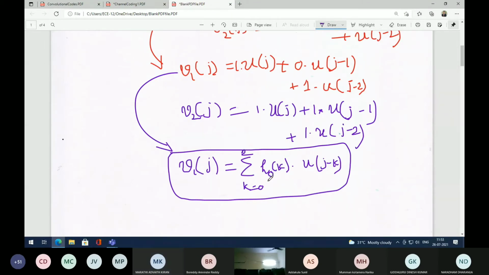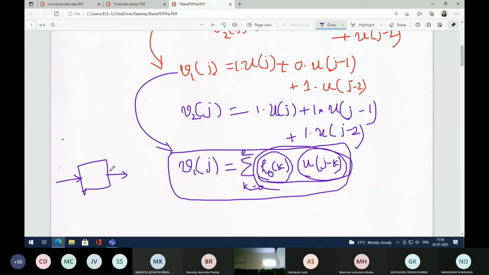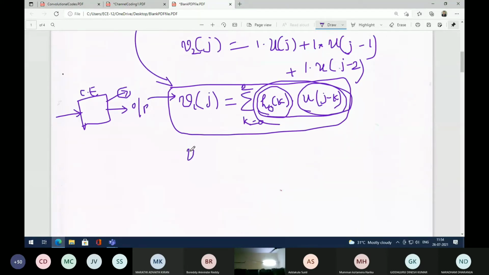Yes, sir. Is it not like a convolution, where these are the filter coefficients and these are the message bits? I have a system. I am applying input bits and I am taking the coded output. This is a convolutional encoder. Okay. I have the output here. This is one of them, and I'll get another output. So for one input, I'll get two outputs. When I write two separate outputs, I can write this way. Similarly, I can write V2.